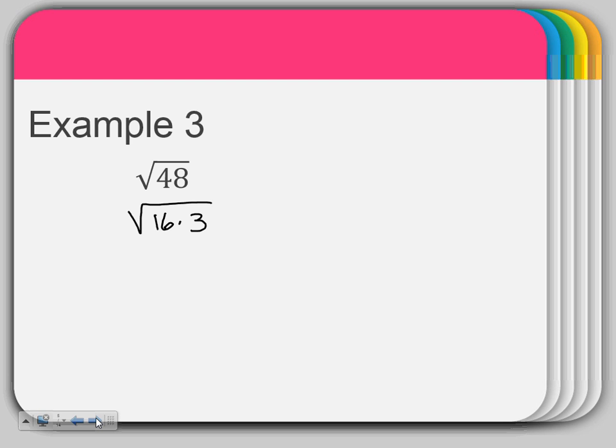Why wouldn't I use 6 and 8? Neither one of them are perfect. They're not. You've got to use numbers from the list. Somebody have another option that was on the list, because it's important. 4 and 12, so good. And 4 is on the list. 16 is on the list.